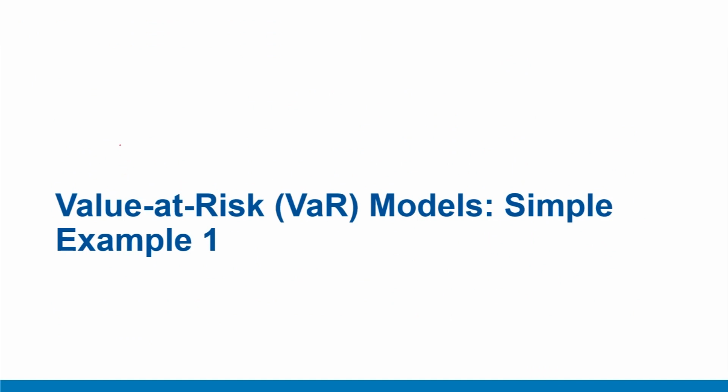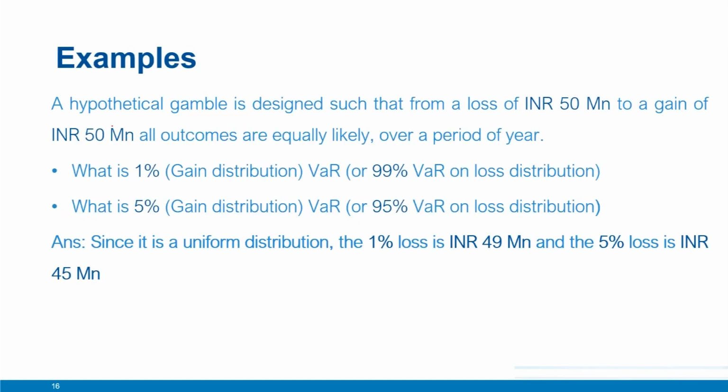In the next two videos, we'll try to reinforce and concretize our understanding of VaR, value at risk, through two simple numerical examples. Let's start with this first example, where a hypothetical gamble is designed such that from a loss of 50 million to a gain of 50 million, all outcomes are equally likely over a period of a year. So this is an example of a uniform distribution.